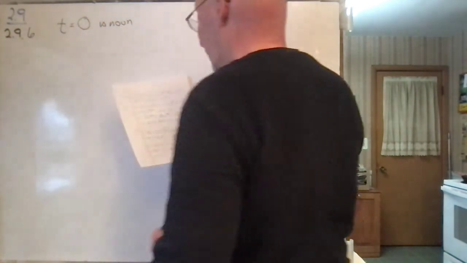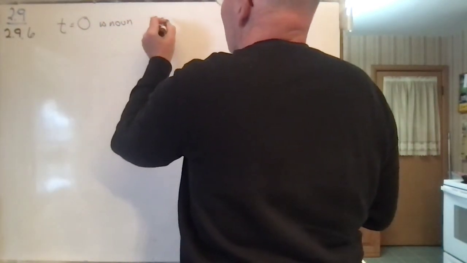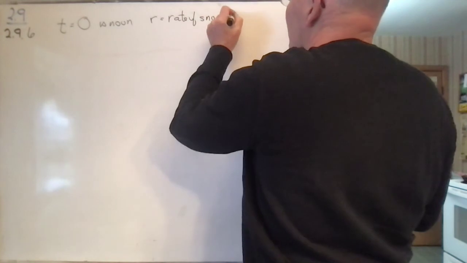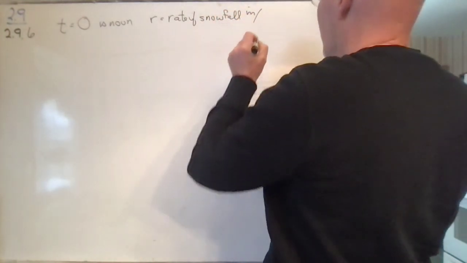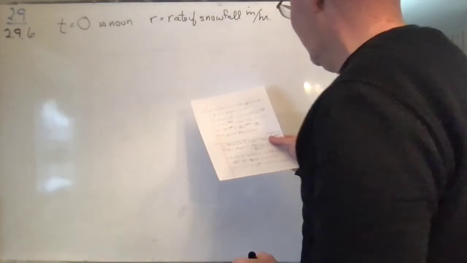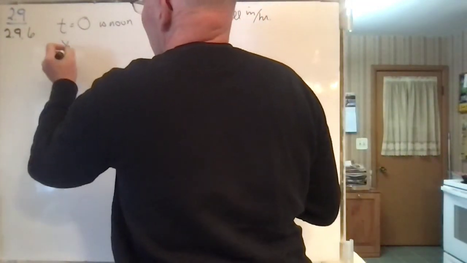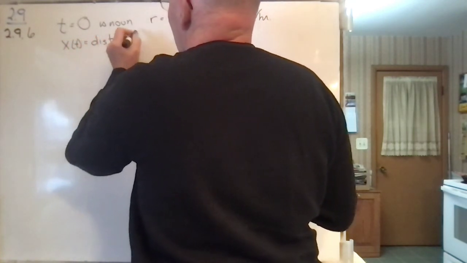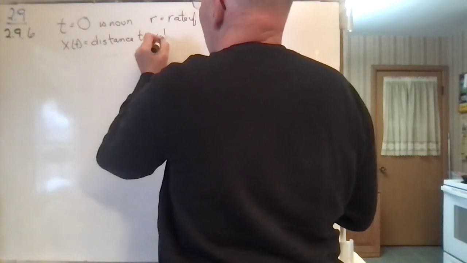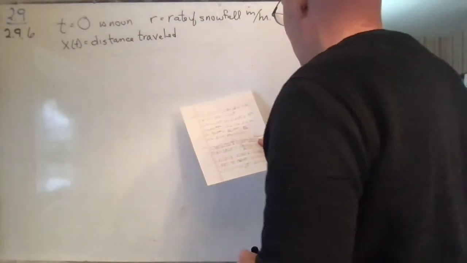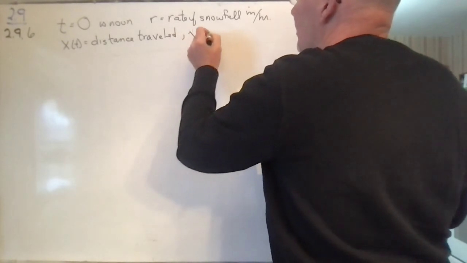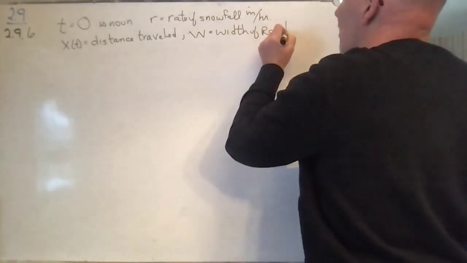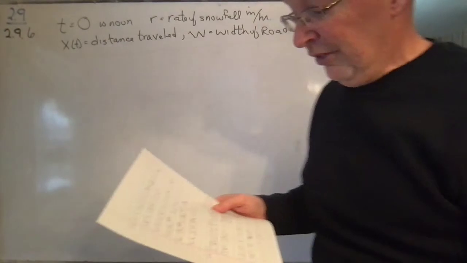Okay, that's when it starts snowing. And let r be the rate of snowfall. So that's going to be in inches per hour, like 5 inches per hour or something like that. And let x of t be the distance traveled at time t. And let w be the width of the road.